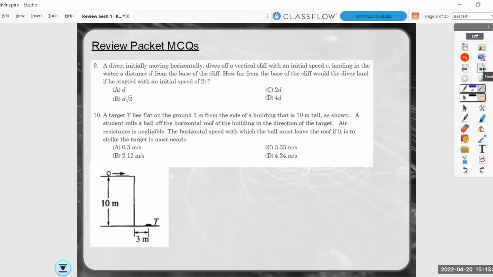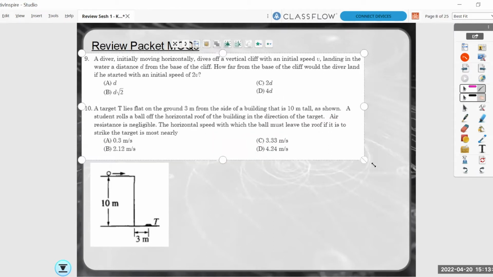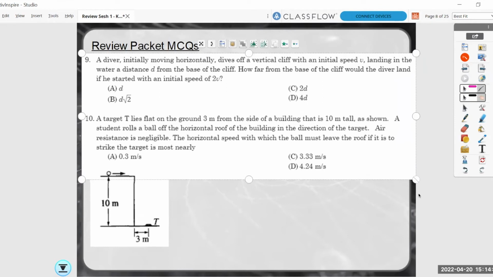The next most popular question was number 9 and 10. And so here we're starting to move into projectile motion. So a really important topic that it's been a while since we've done. So here we've got a diver that is moving initially horizontally. So remember, if they're moving horizontally initially, that means it's only x velocity at first. The initial y velocity is 0. And they follow a certain distance d.